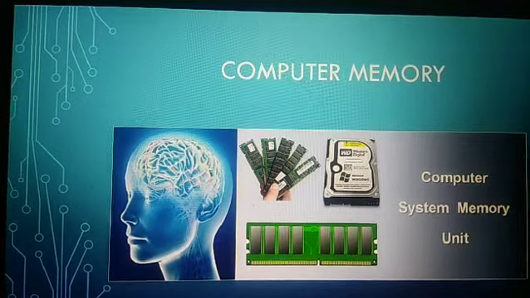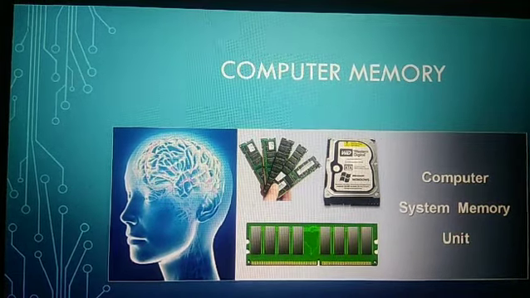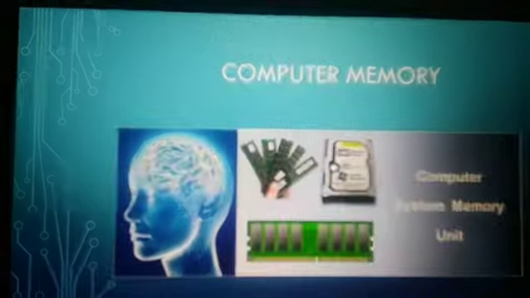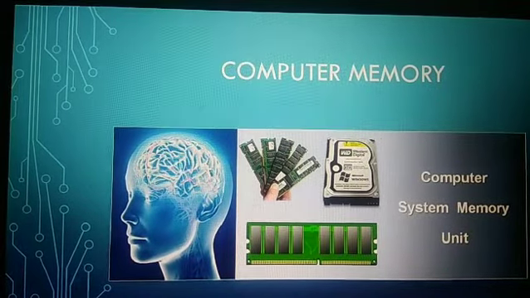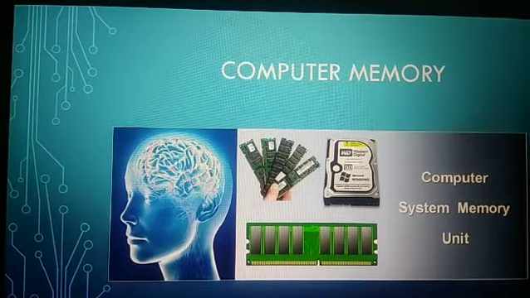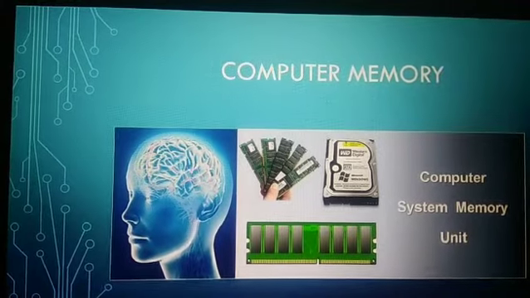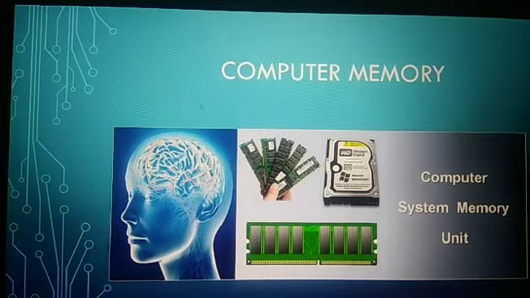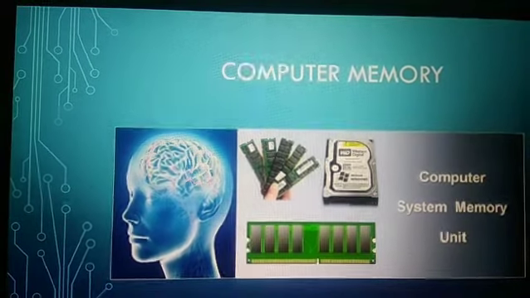Hello student, today we will learn about computer memory. So first we will see what is computer memory. Computer memory is a storage space in the computer. It is used to store data and instruction.